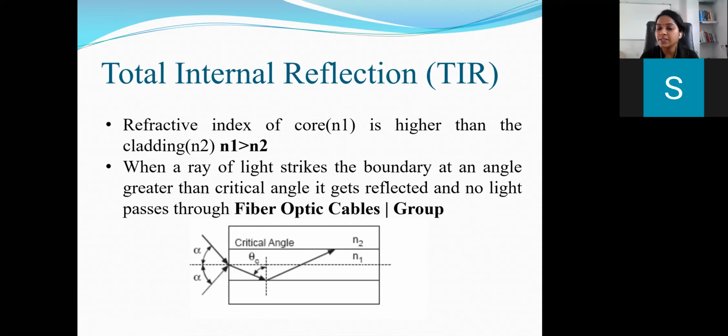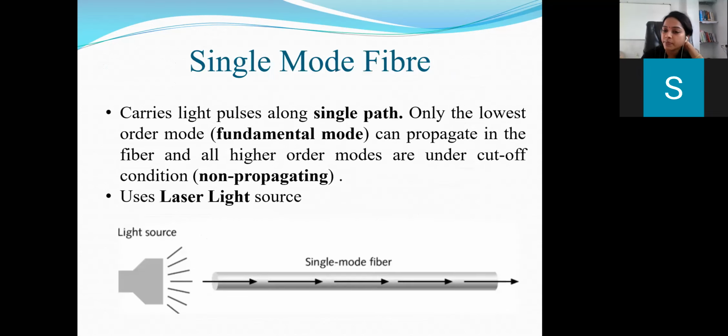So to minimize all these types of losses, we must select the proper refractive indexes of core and cladding. Is it okay? This is called total internal reflection. On this principle only, the travel of light or the travel of data is possible inside the optical fiber.